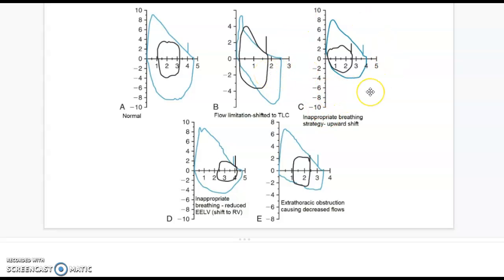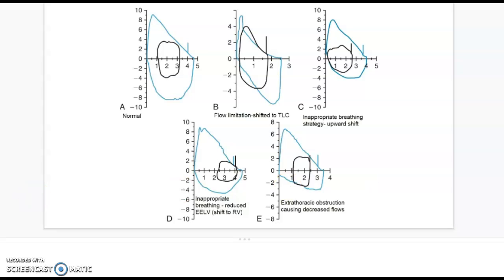This one here actually has an inappropriate breathing strategy, and you see it shifting over to this side. Down here on this one, they also have an inappropriate breathing strategy, but it's a reduced end expiratory lung volume, and it's shifting over to the residual volume. Lastly, this one here is showing an extrathoracic obstruction, which is causing the decreased flows.